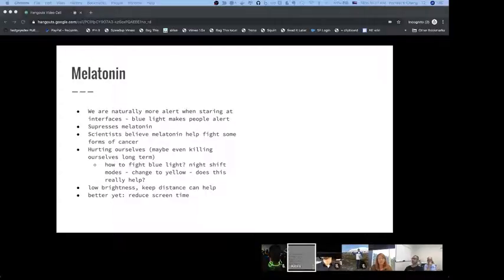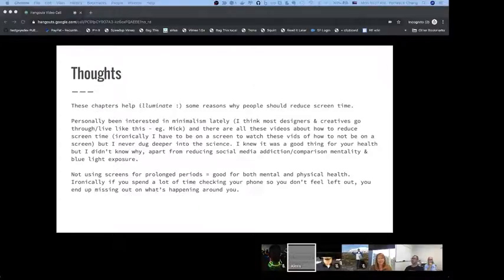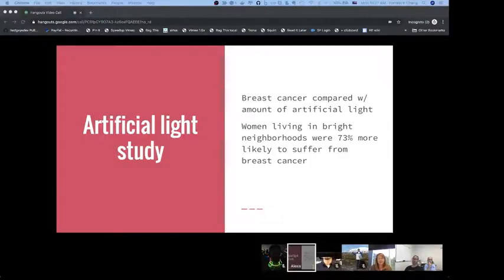It's just a little side note I did. Night Shift mode changes your screen to yellow. I don't know how much that really helps. I don't know if there's any stats on that, but there have been different things implemented to help even a little bit with this. So keep your phone on low brightness, keeping your distance, and even better would be to reduce screen time. That was it. That was the chapter.